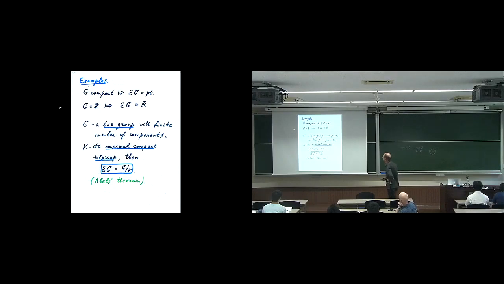The examples are very simple. If you take a compact group, you can take EG to be just a point. You don't have any interesting spaces for G compact. If a space is proper with the action of a compact group G, it's just a compact space. If you take the group Z, then the universal example will be R, with the usual shift.